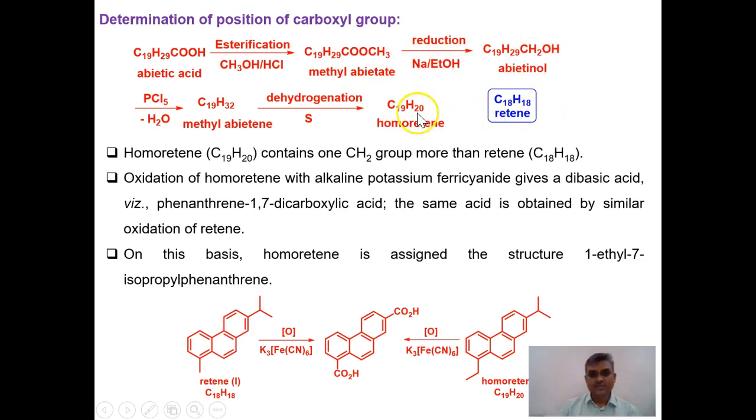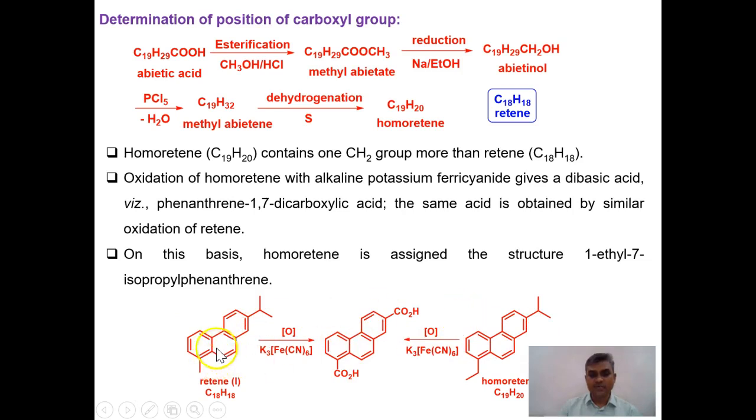And the structure of homoretene was again found on the basis of oxidative degradation as well as its synthesis by using Haworth methodology. It is observed that retene and homoretene both give the same oxidation product, and they contain one carbon atom.